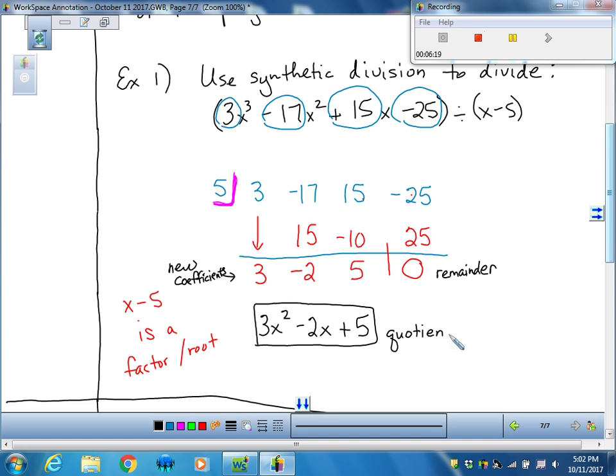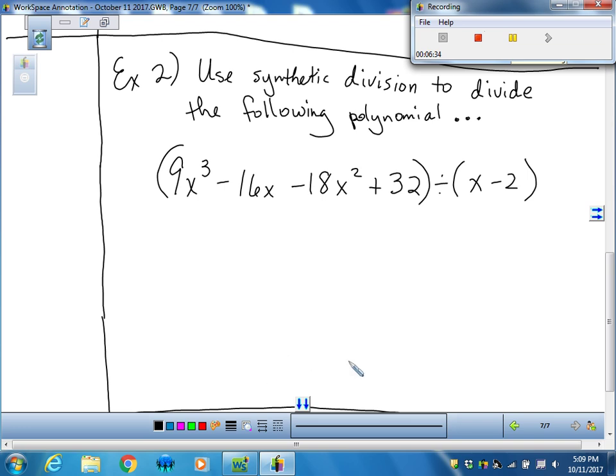You could do the same problem using long division. It just takes a little bit longer, so that's why this is a shortcut. Let's go ahead and pause, write down your results, and we'll pick up on the next example. So example number 2.